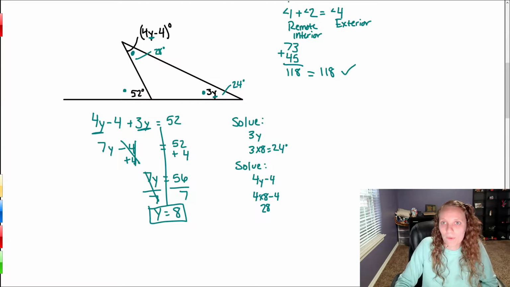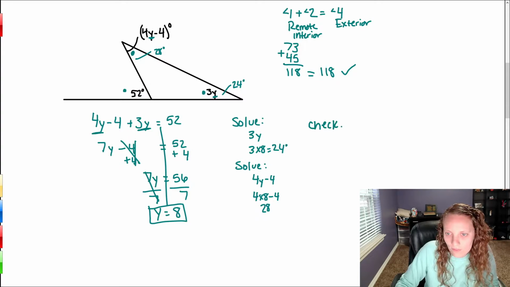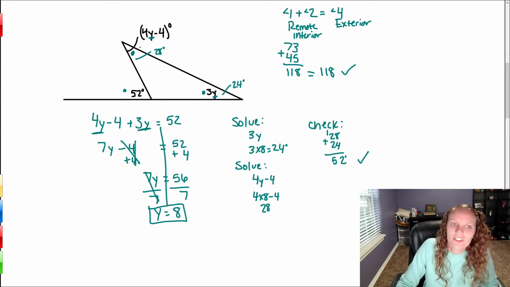Now let's check our theorem out. Remember, the two remote interior angles added up equals the exterior angle. So if we take 24 and add it with 28, it should equal 52 degrees. And there you have 52 degrees. So those two added up equals 52.